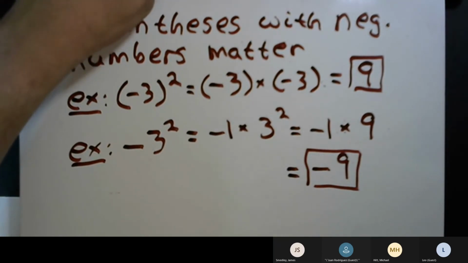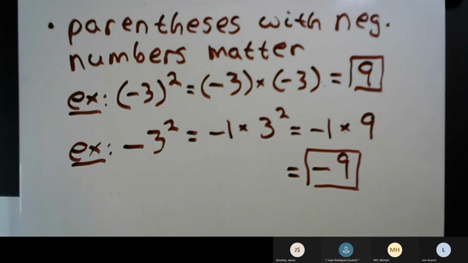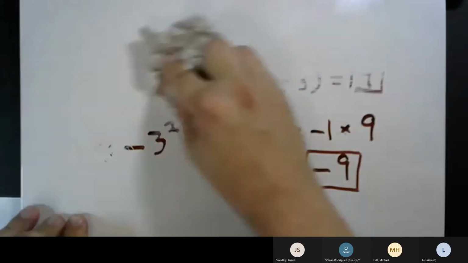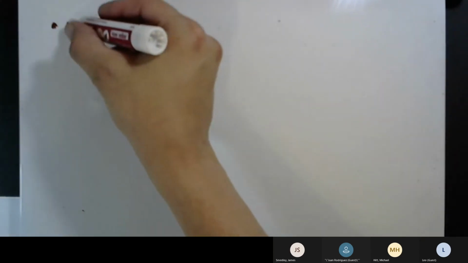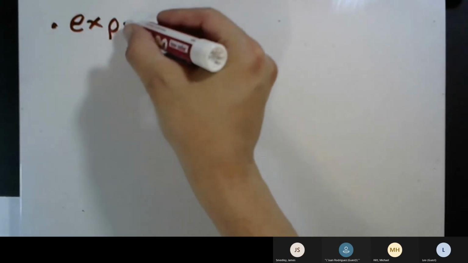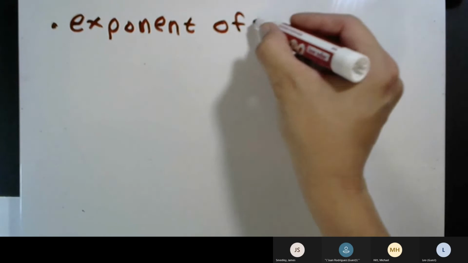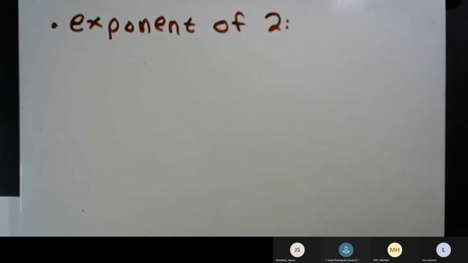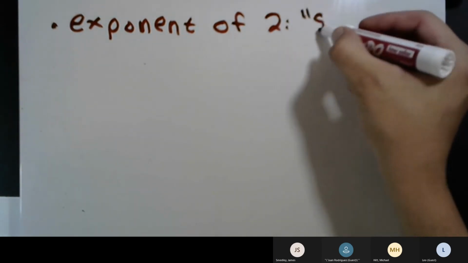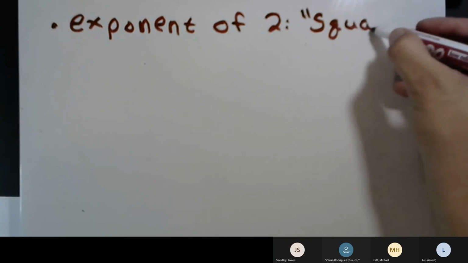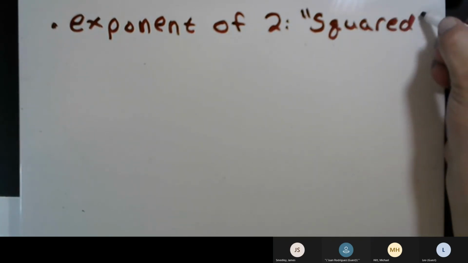Now, there's some special terms that go with exponents, and you'll see these from time to time. If there's an exponent of 2, we often refer to that as squared.